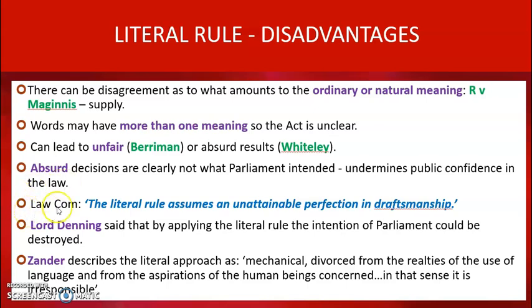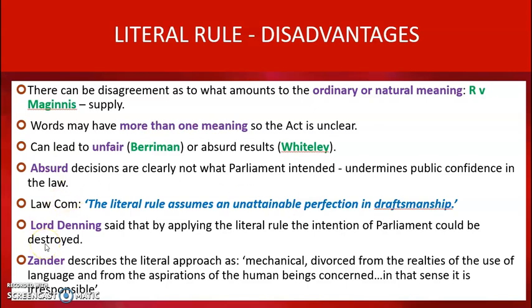And the Law Commission famously made this remark: the literal rule assumes an unattainable perfection in draftsmanship. So the Law Commission are making the point that the literal rule is assuming that the people who are writing acts of Parliament can write everything perfectly so that everyone in the world will understand it, and it will cover every possible situation that comes up in the future, and there won't be any area for doubt. And of course, that's unattainable. Unattainable perfection is required for this rule to work.